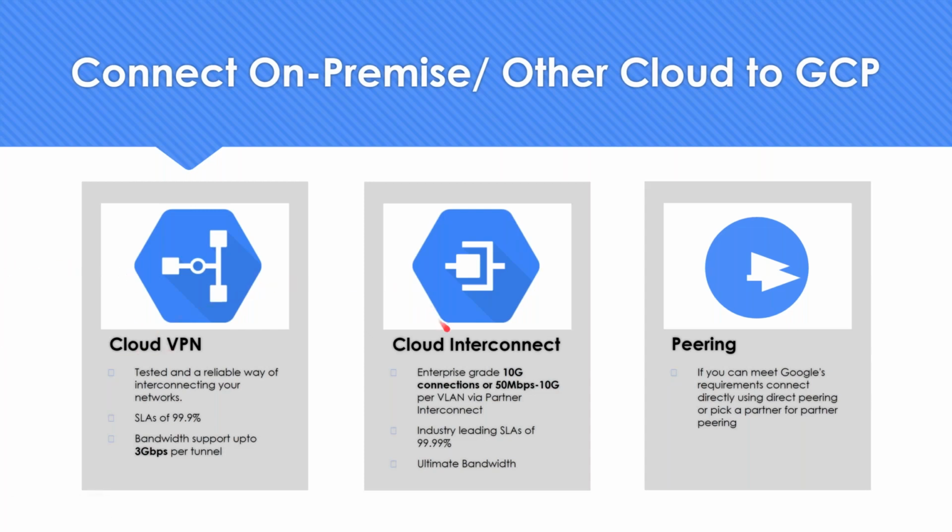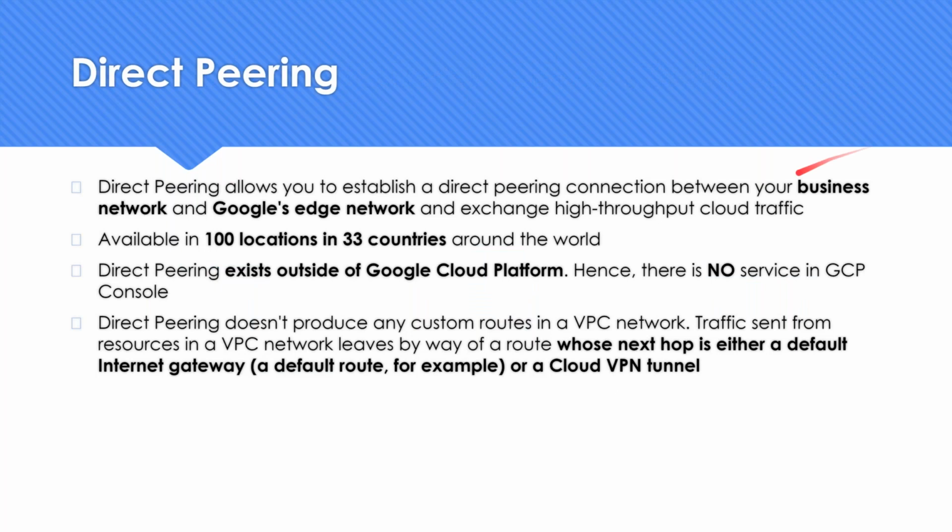Cloud VPN and Cloud Interconnect options are GCP products. Peering is not a GCP product, it's a Google product. So let's go back to direct peering here. What is direct peering? It's a direct connection which you establish between your business network usually and Google Edge, where you can get high throughput. The bandwidth support is going to be around 10 Gbps, is what I understand from the documentation.